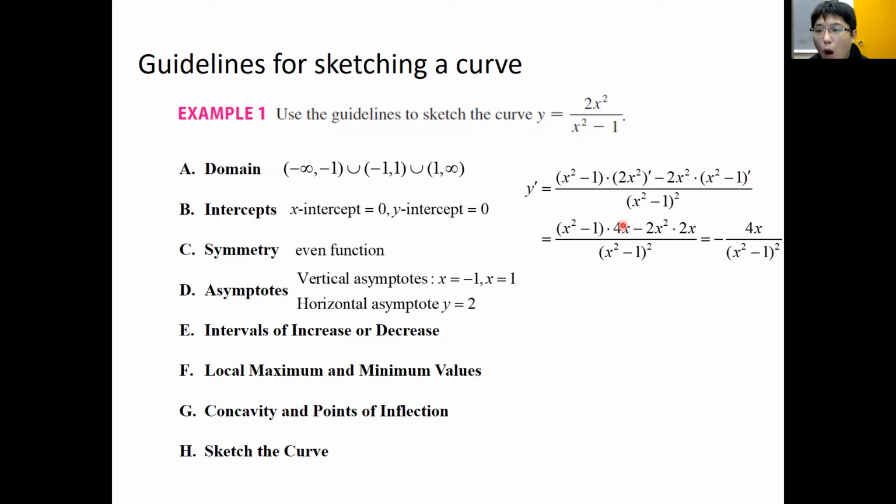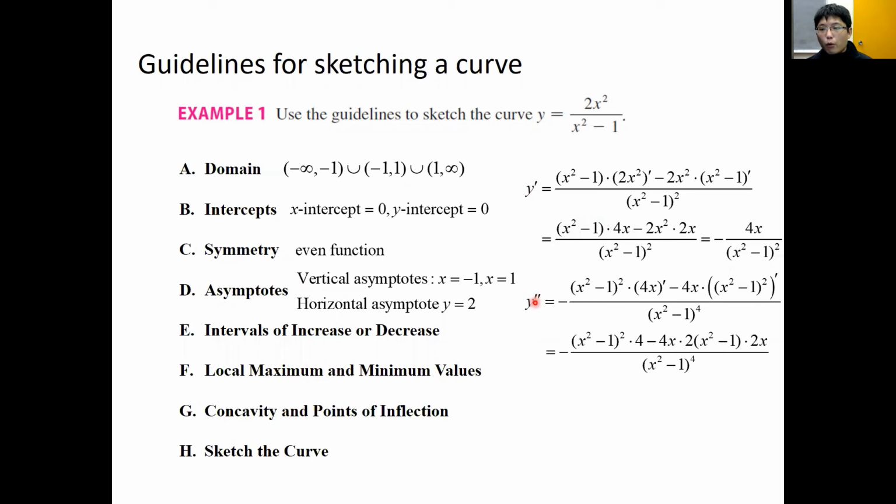So if you multiply out the first parenthesis, you will see that the first term is 4x times x squared, which is 4x cubed. And this guy, 2x squared times 2x, is also 4x cubed. So this 4x cubed and this 4x cubed will cancel out. What remains is simply minus 1 times 4x. So I will put this minus 1 in the front. So this will give me y prime equals minus 4x divided by x squared minus 1 squared. All right, so this is my y prime.